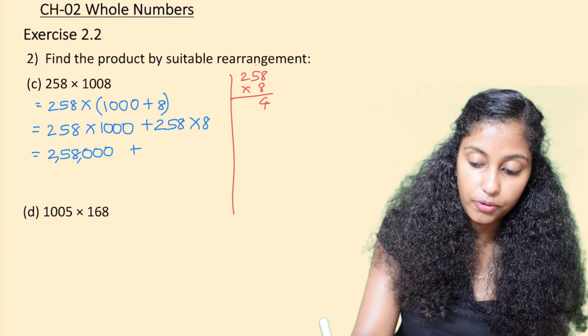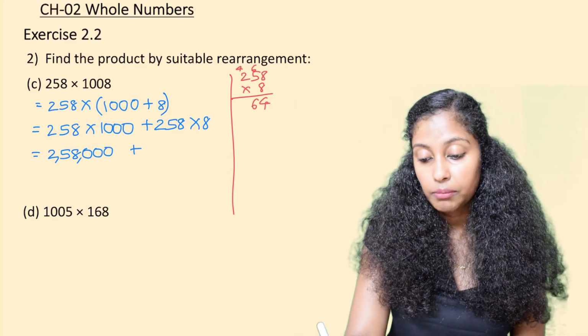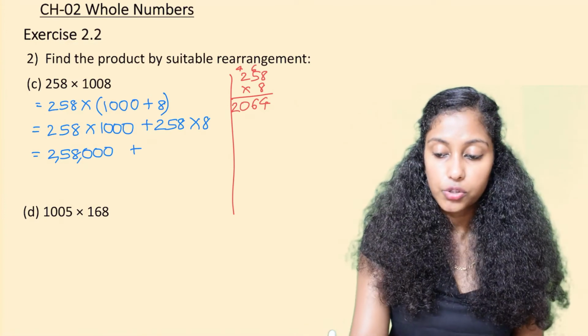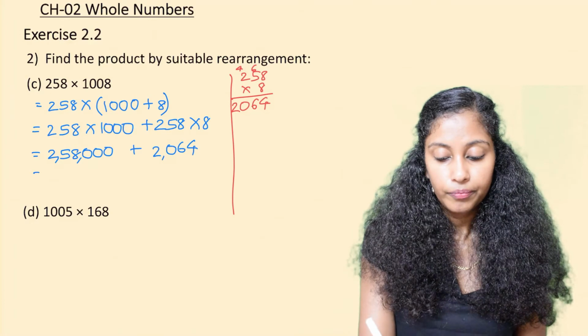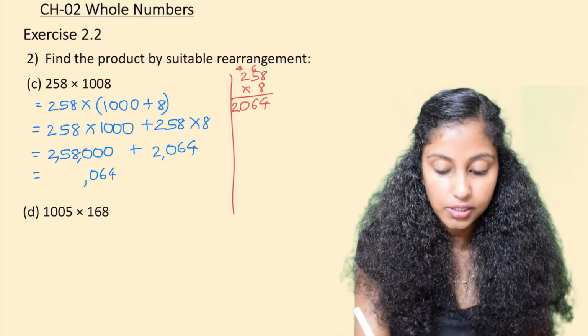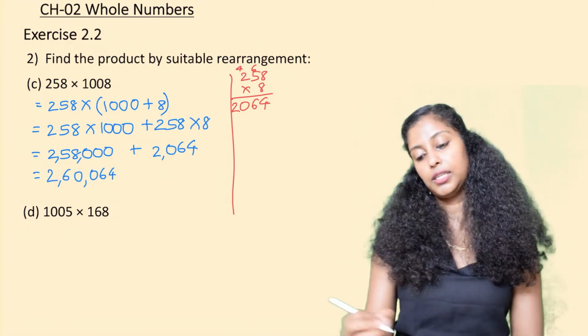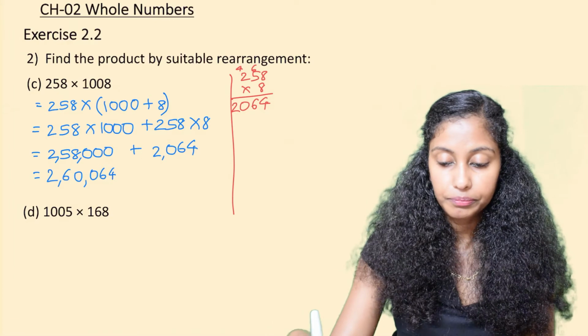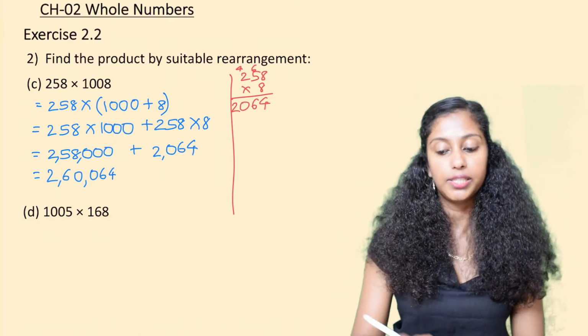8 8s are 64, 8 5s are 40 plus 6 46. 8 2s are 16 plus 4 is 20. So we get here 2064. And when we add in the units place 064 as it is, 58 plus 2000 will be 260,000. 2,60,064. The next question is 1005 multiplied by 168.